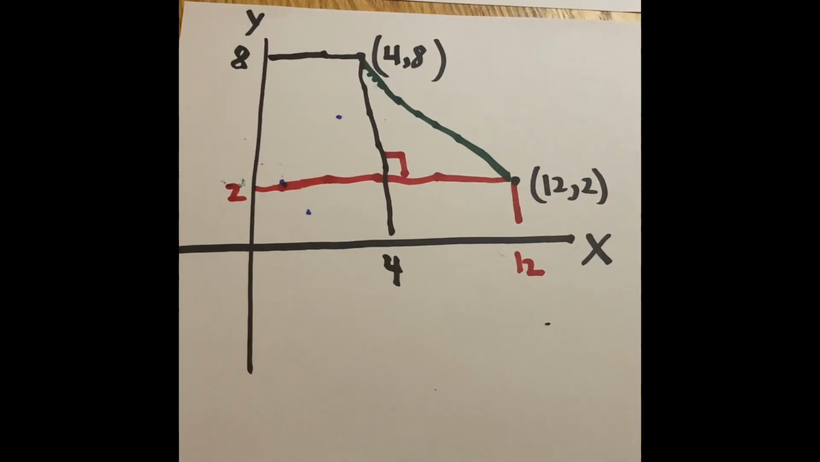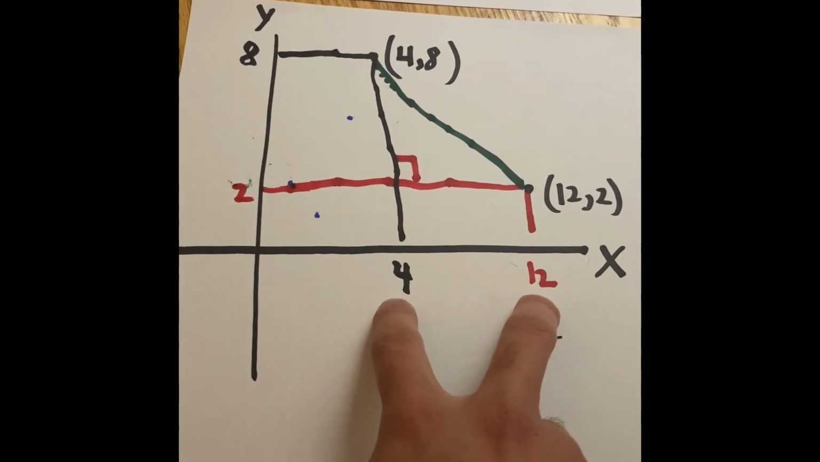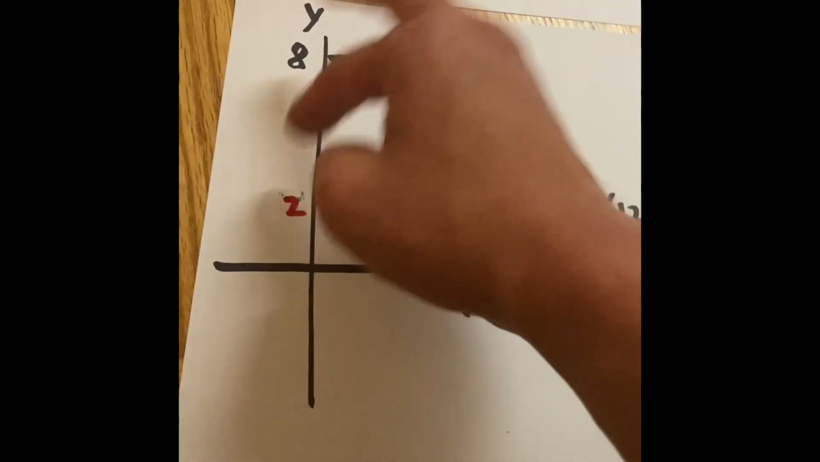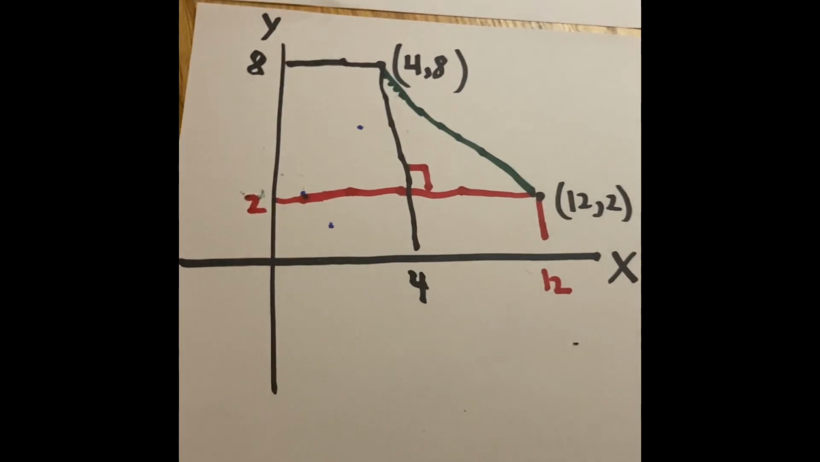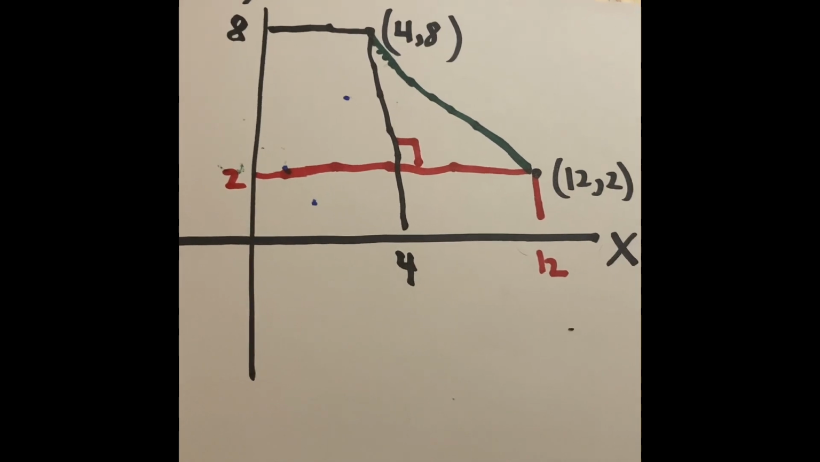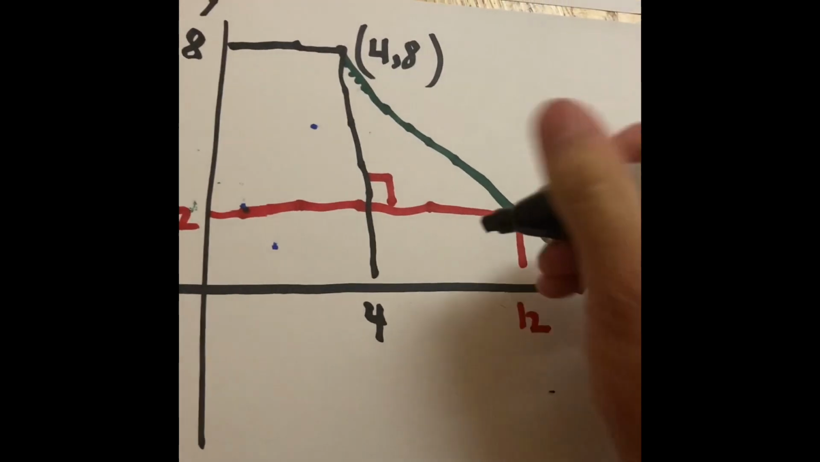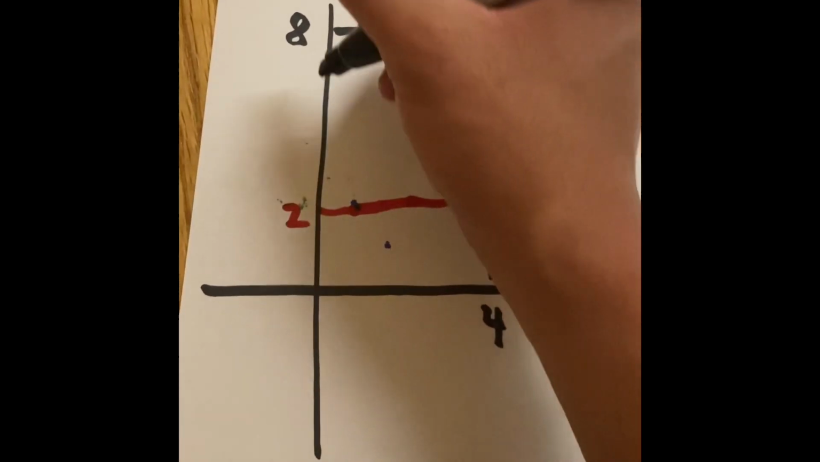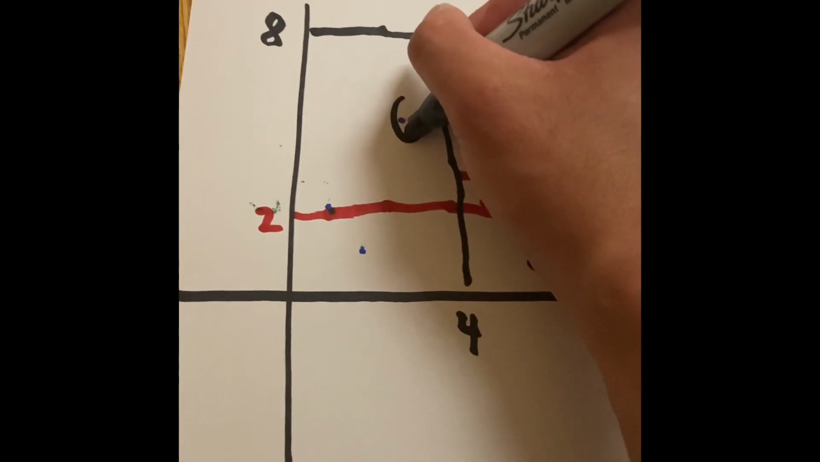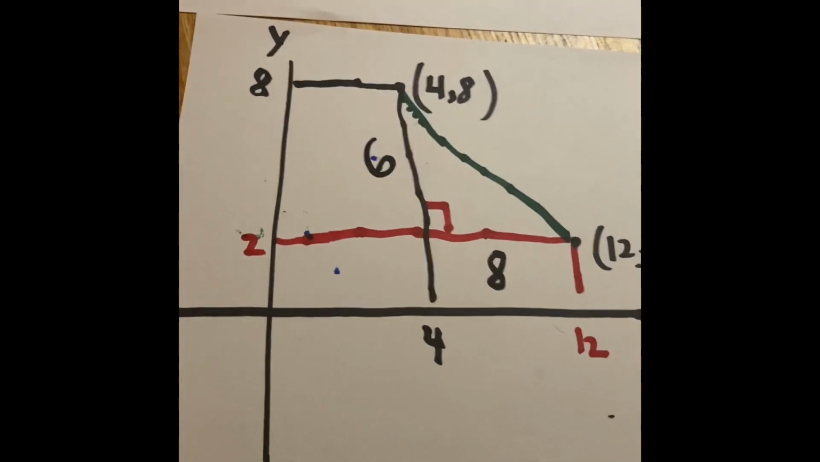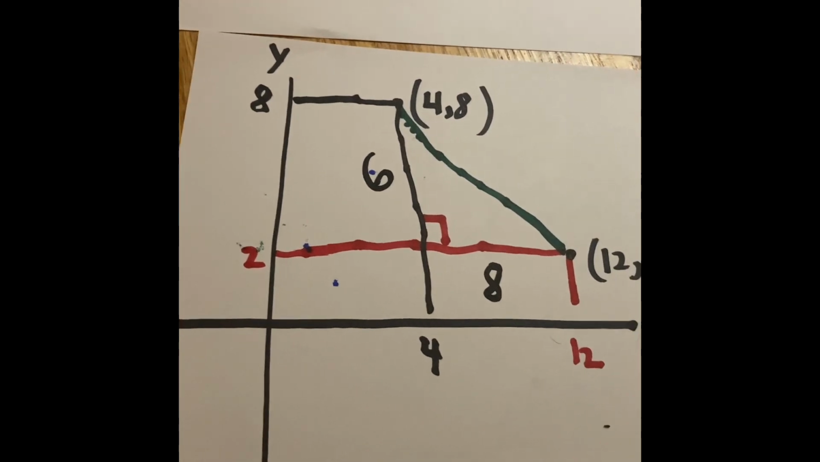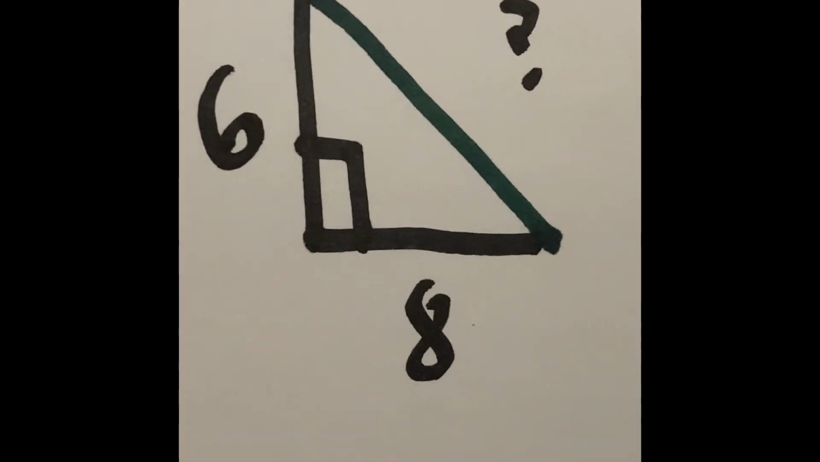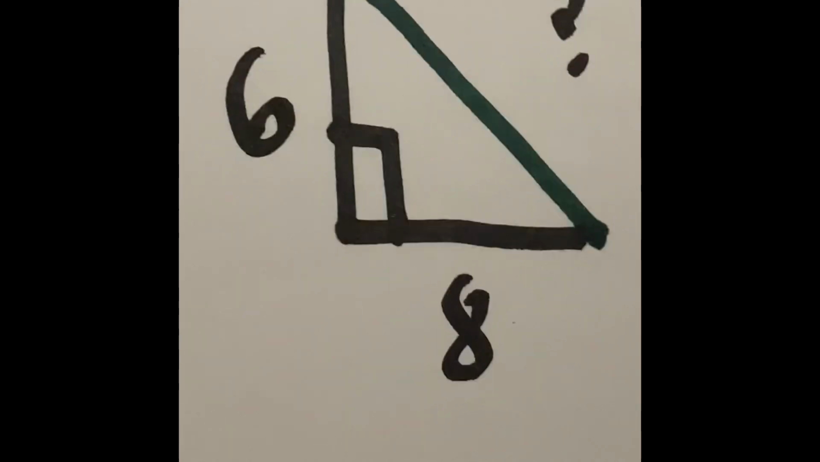Well, what we can do is find the length in units between here and here, and between there and there. 12 minus 4 is going to be 8. So right here is going to be 8 units. 8 minus 2 is going to be 6. So this is 6. Hey! Why don't we try and draw this somewhere else? So right here, we've drawn the triangle and got it from here to there.